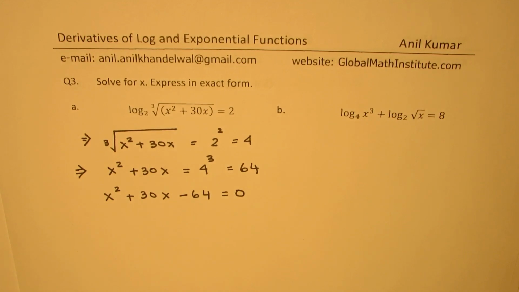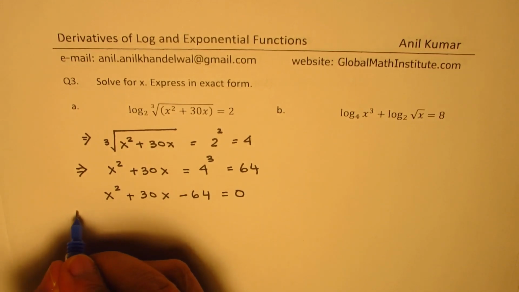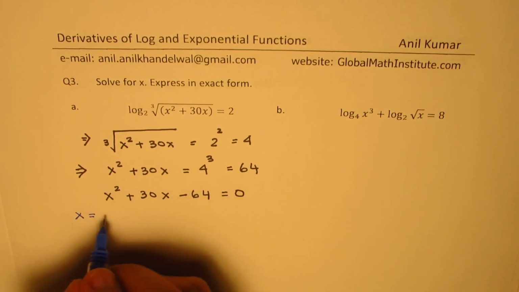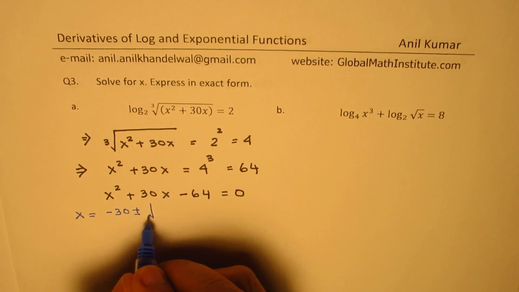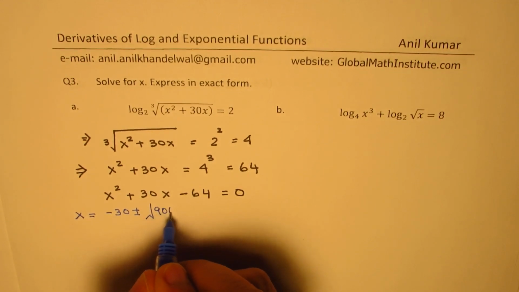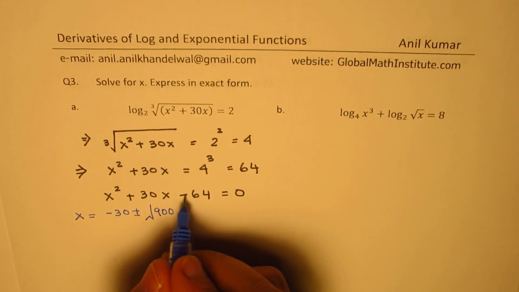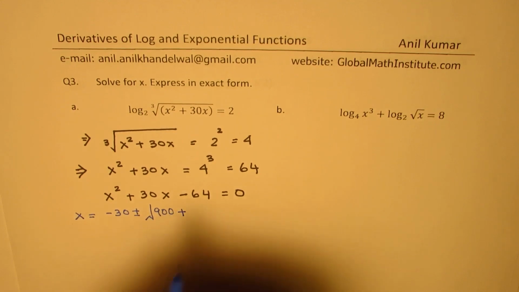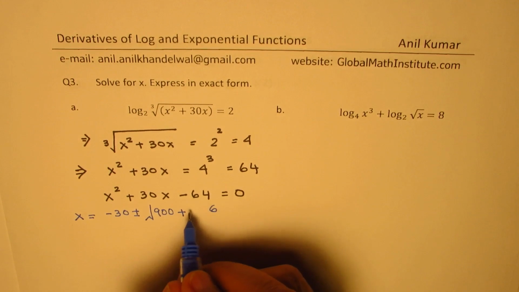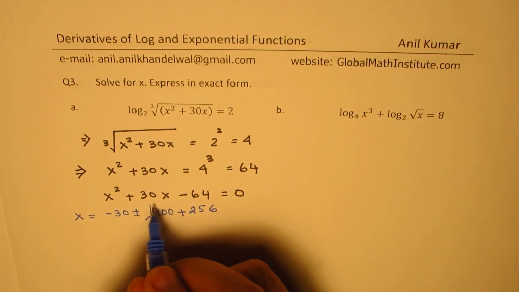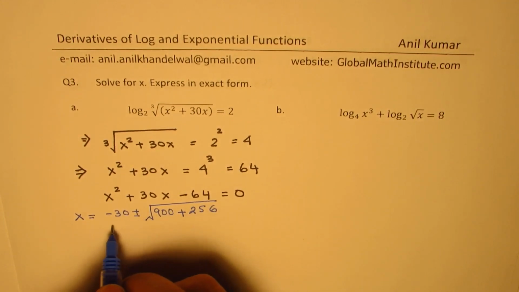Now you can use the quadratic formula to find the answer. We have to give it in exact form. So we can write this as x is equal to minus b, which is 30, plus minus the square root of b squared, which is 900, minus 4ac, this is negative, so it becomes positive. 4 times this, 4 times 4 is 16, 6, 1, 24, and 1 is 256, divided by 2.